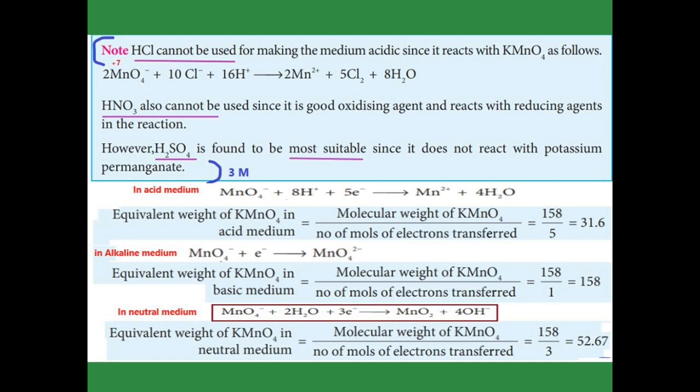In alkaline medium, 1 electron is transferred. See the equation. The equivalent weight is equal to the molecular weight divided by the number of moles of electrons transferred. So 158 divided by 1, we get 158. In neutral medium, 3 electrons are transferred. So the equivalent weight of KMnO4 is 158 divided by 3, we get 52.67 in neutral medium. It is an important one-word question, girls, or they may also ask it as a 2 mark question. So study it well.